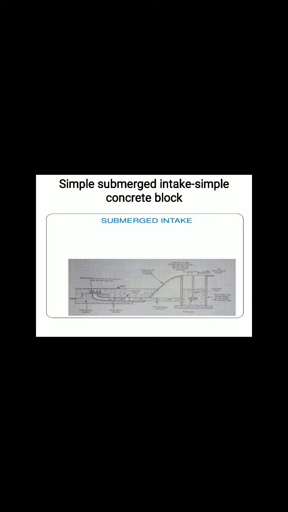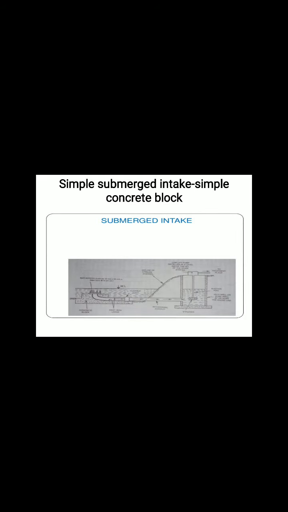The next one is one category of the intake structure, that is simple submerged intake. In the simple submerged intake, you have two types, that is simple concrete block submerged intake, and one more is rock filled timber crib submerged intake. Now we will see what you mean by submerged intake. See, in the submerged intake, you can see here, this is a pipe which is sent into the collecting tank, and here you can see the pump.